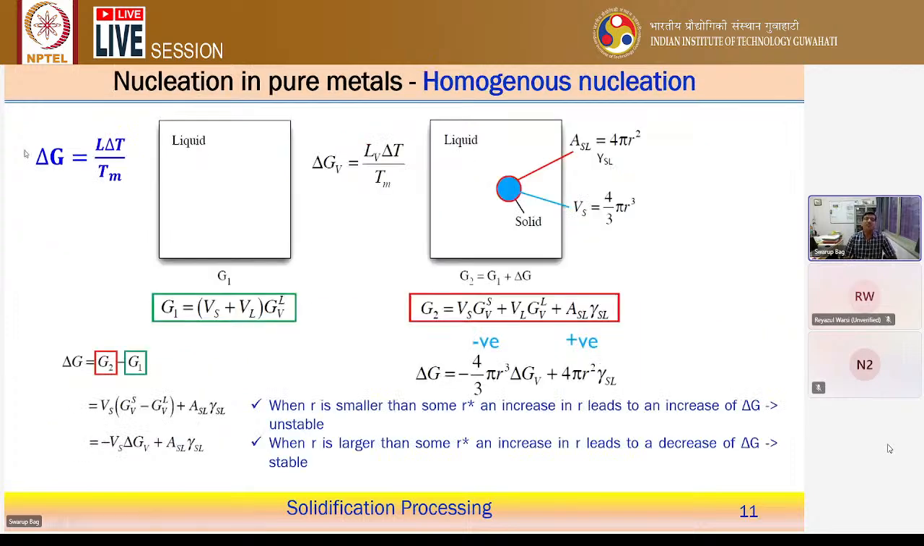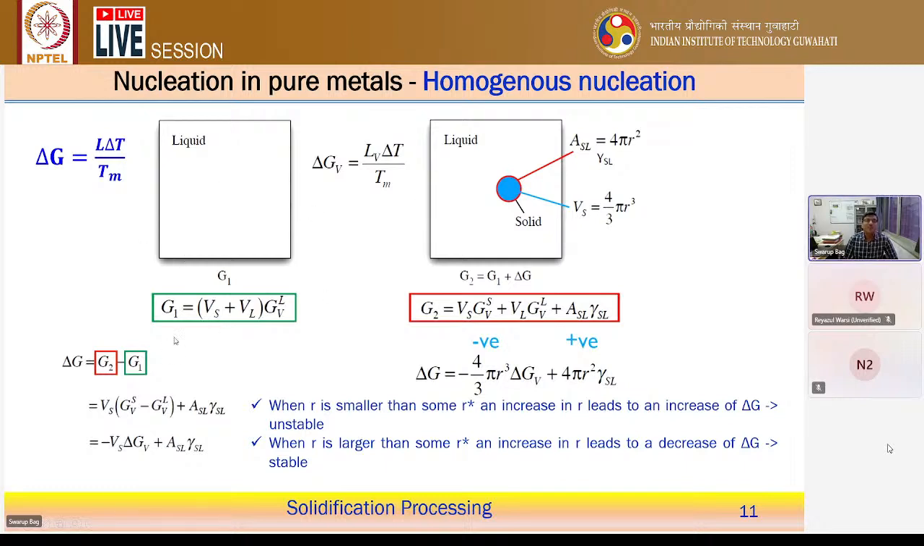Now, when you are looking into the homogeneous nucleation process in the case of a pure metal, we start with the element filled with the liquid phase. So here, filled with the liquid phase, we know that delta G equal to L delta T by Tm, that we have already discussed. And here the volume free energy delta GV equal to LV delta T by Tm can also be used.